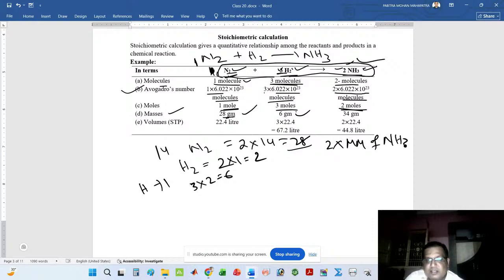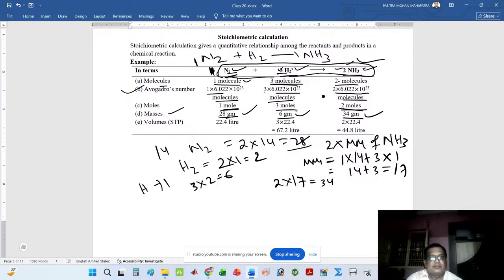The molecular mass of NH3 means what? 1 into 14 plus 3 into 1. So here I can write 14 plus 3, that is 17. Since 2 NH3 is used, I have written 2 into 17, that is 34. That means here I have written 34 gram. In terms of mass, 28 gram of nitrogen combines with 6 gram of hydrogen to form 34 gram of NH3. This is expressed in terms of masses.